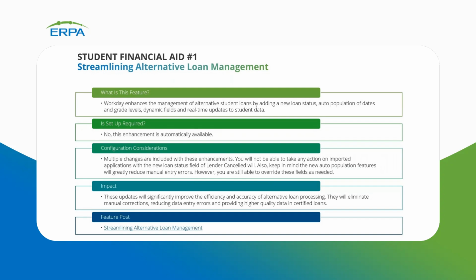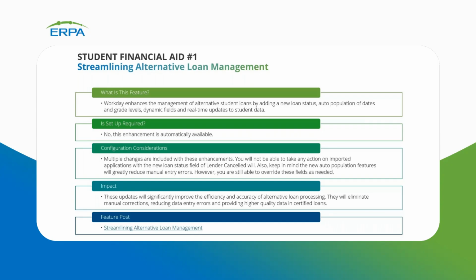There are also dynamic required fields for pre and post disbursement changes, and that's going to be based on the data that you enter. And probably the best thing too is there are immediate changes to a student's total financial assistance tab when you submit your alternative loan changes. You don't have to wait for the lender response file anymore, so you can immediately see the impact of those changes on your student's aid.